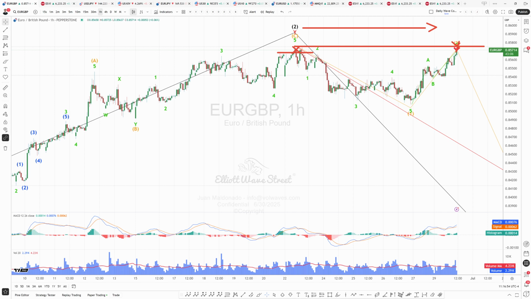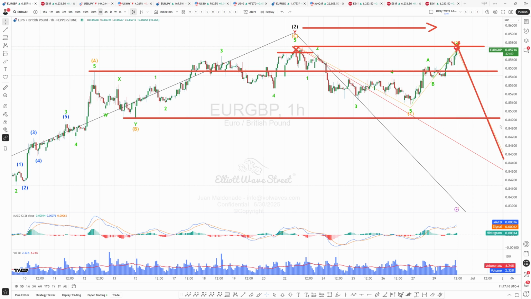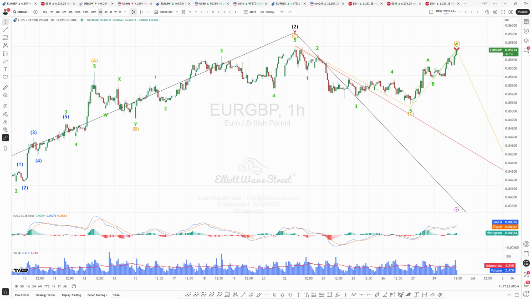We're going to be looking for that rejection at that area, and then the plan is to have a big sell-off on the euro pound, probably to break down all these levels here, the 85.50, the 85 area, to start moving lower into a wave 3. So this is the reversal zone. We just need to have a really good entry point that we are waiting for.